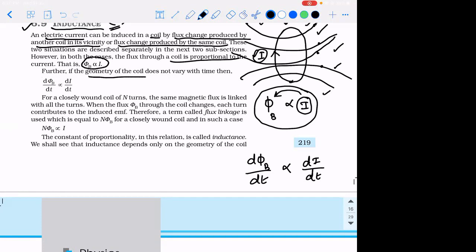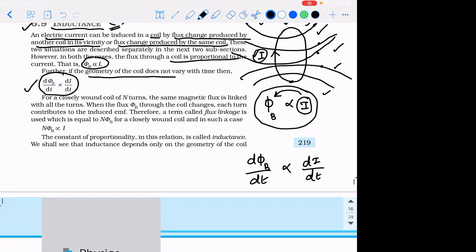Further, if the geometry of the coil does not vary with time, what do we mean by geometry? I'm talking about the area and the orientation. If these two parameters are unchanged with respect to time, then I can blindly conclude that the rate of change of flux is directly proportional to the rate of change of current. Are you guys able to understand this mathematical statement? Yes, sir. Now our job is to define what this magnetic inductance means.